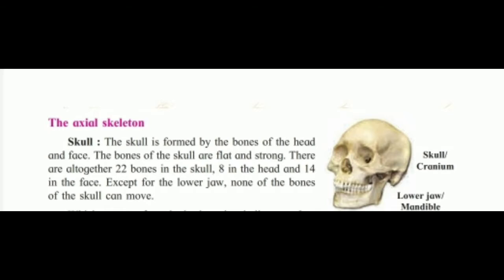Now the skull. This skull is formed by the bones of the head and face. These bones are flat and strong. Actually, there are 22 bones in the skull. Only from these 22 bones, 8 bones are present in the head, while 14 bones are present in the face. Except the bones of lower jaw, because this lower jaw does not form by skull. None of the bones of the skull can move. Only lower jaw can move.